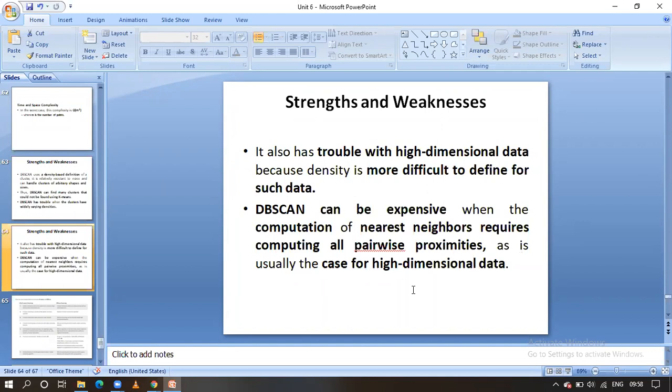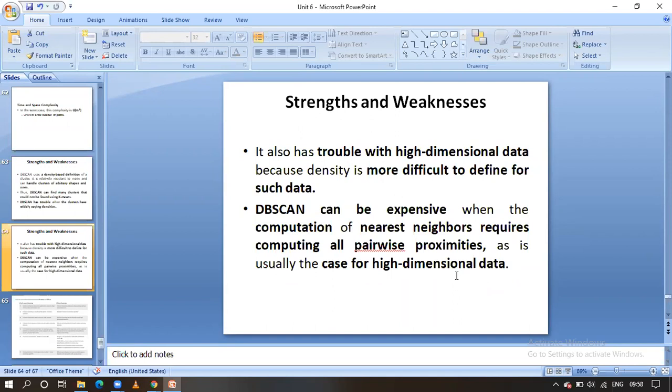Why? Because for high dimensionality data, we have to calculate the nearest neighbor for all the pairwise proximities. That is also one of the disadvantages related to DBSCAN. The point we have to remember here is, once the data size is very high, it's unable to form the clusters with DBSCAN. That is a disadvantage.